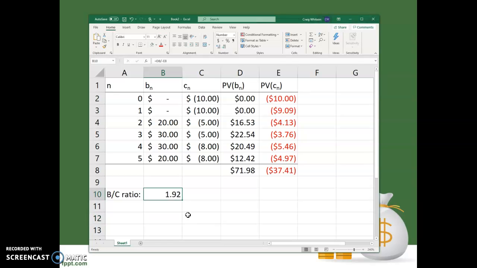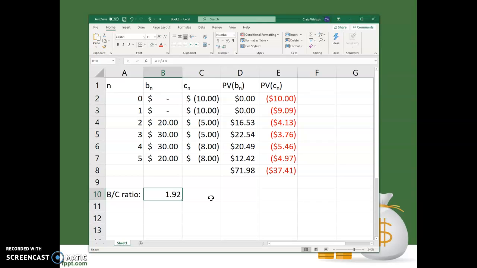We can see it's greater than 1. So that means there are more benefits than there are costs. And we can see that. There was almost $72 in benefits and about $37 in costs. So we can clearly see in this example that the benefits outweigh the costs. And of course we end up with a benefit cost ratio greater than 1.